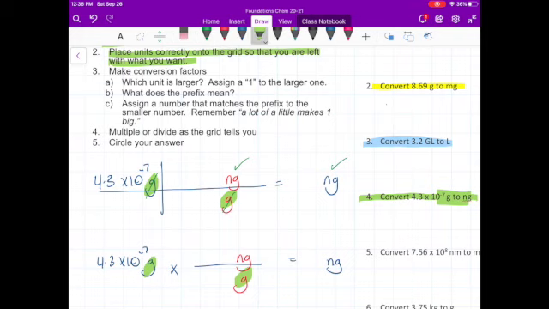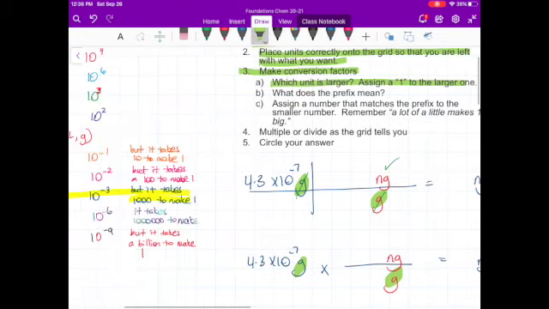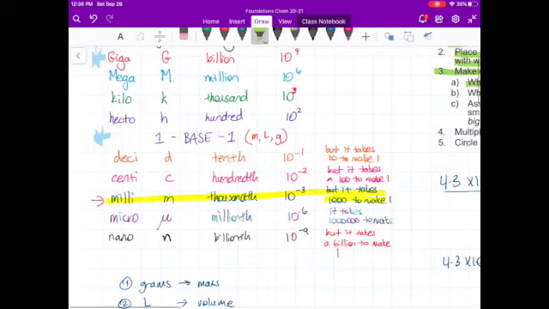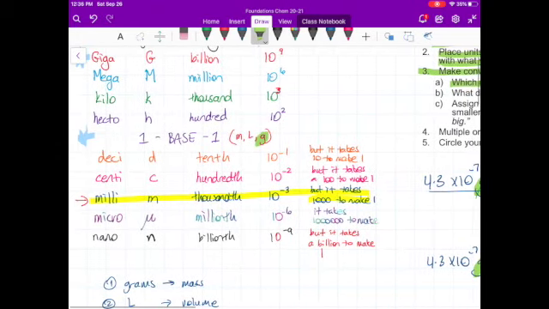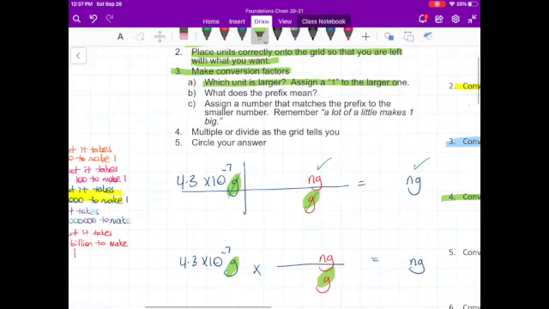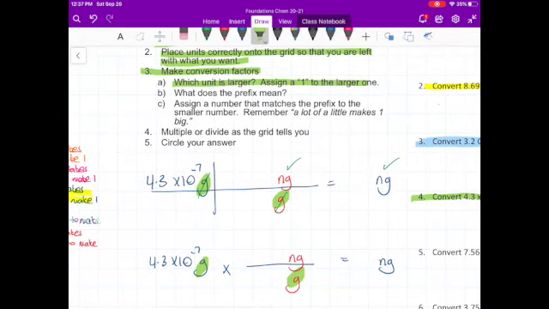Then the next step is to make your conversion factor. And remember, a conversion factor is an equivalence. So you ask yourself, which unit is larger out of a gram or a nanogram? So we go back to our table. Here's grams, and here's nano. This is big to small, so nano is way smaller than a gram. So who's the big one? In this case, the big one is the gram.